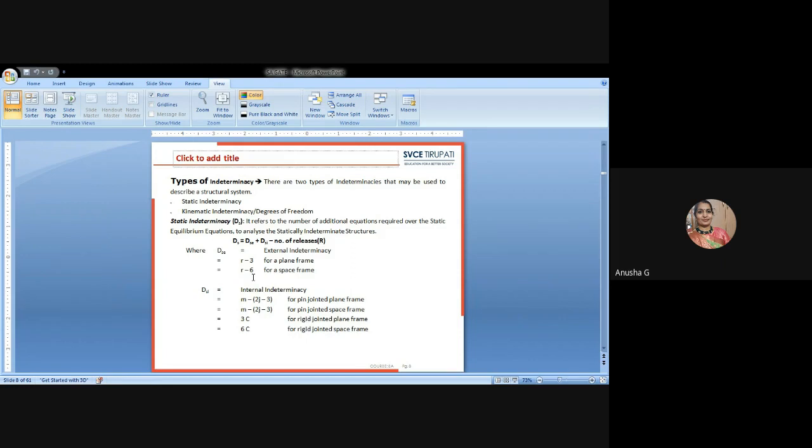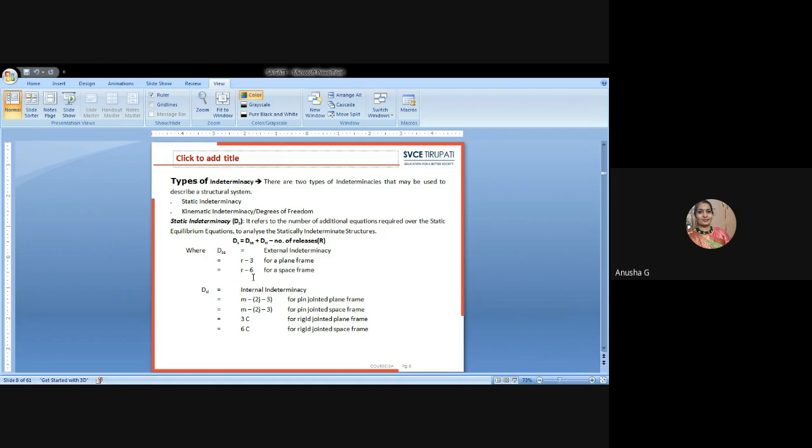Okay, next we go to the next part, the different types of indeterminacy. Already we know what is meant by indeterminacy, and now we'll see how indeterminacy is divided. The types of indeterminacy are basically two types used on structural systems. One is static indeterminacy, and the other is kinematic indeterminacy, which is also called the degree of freedom.